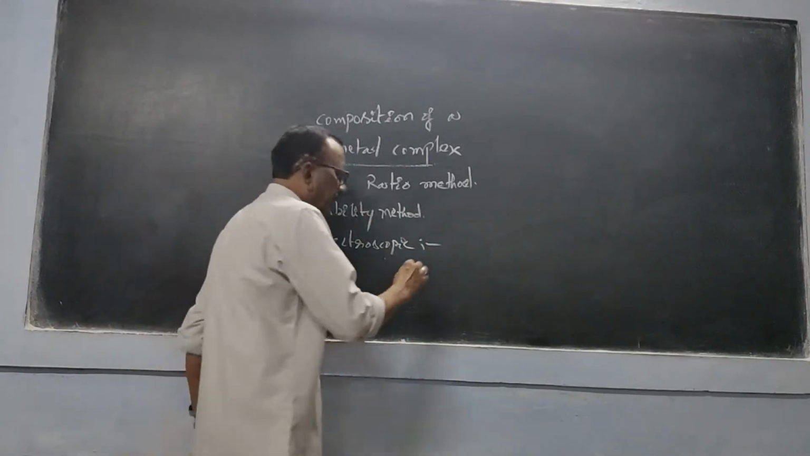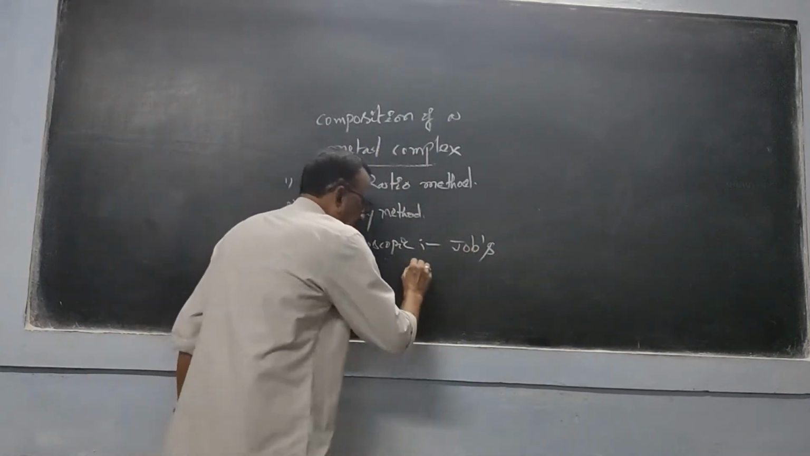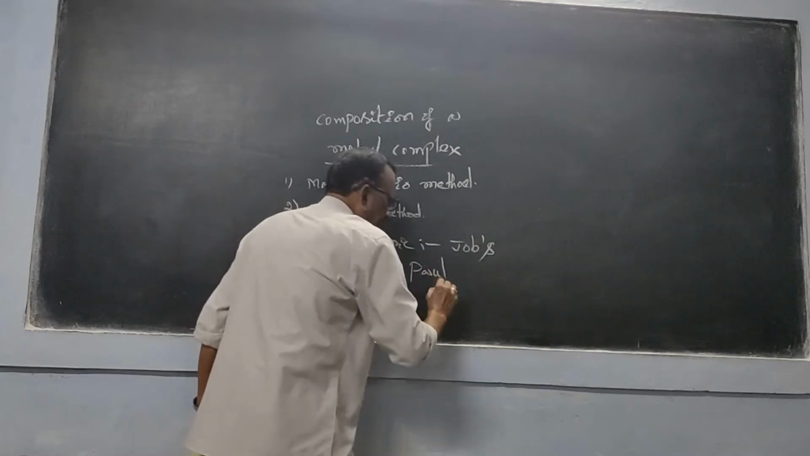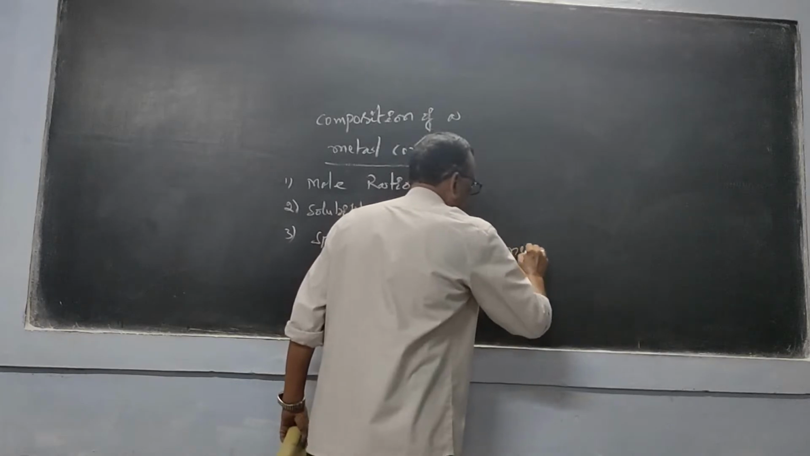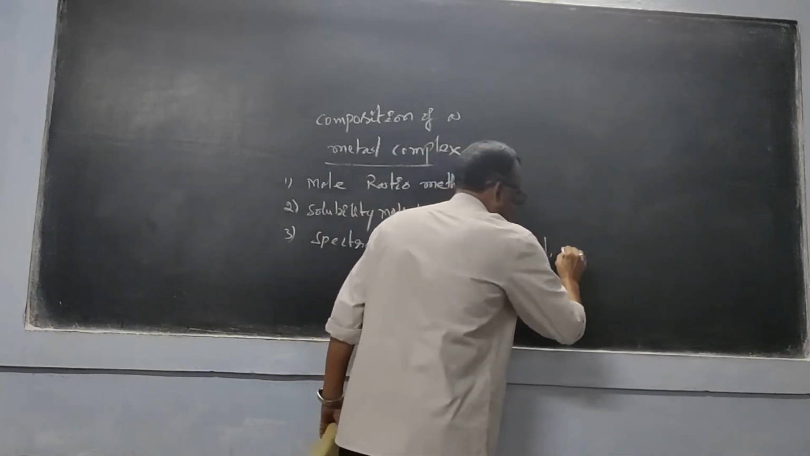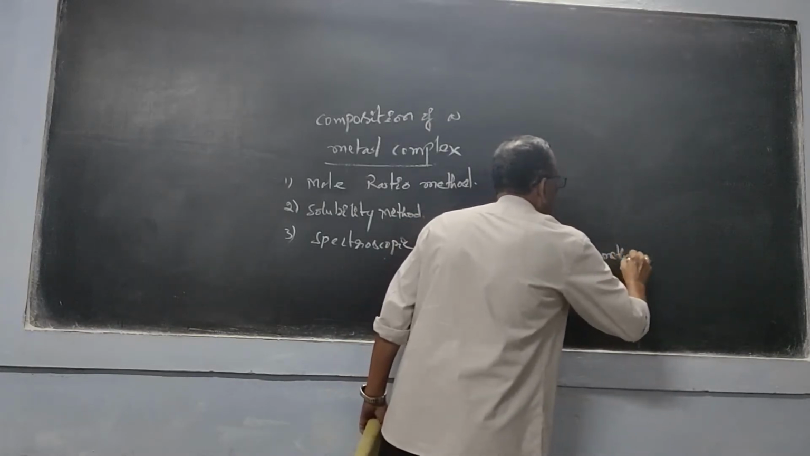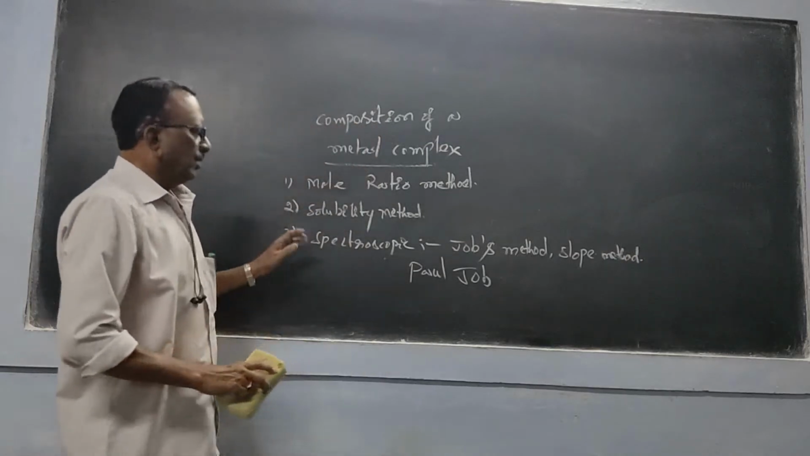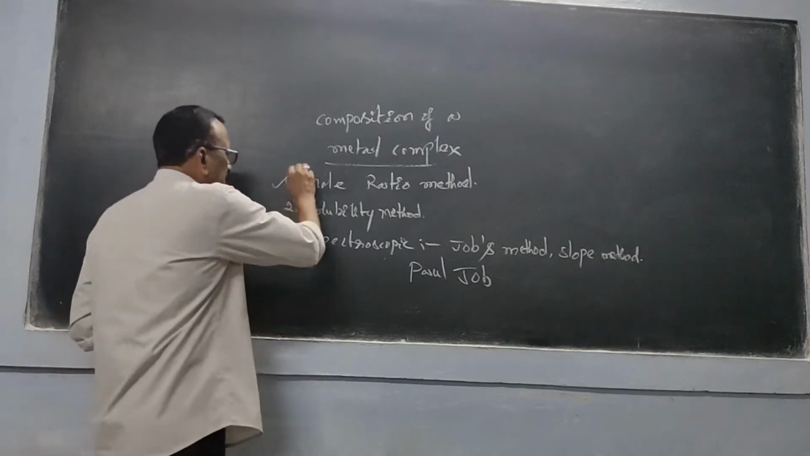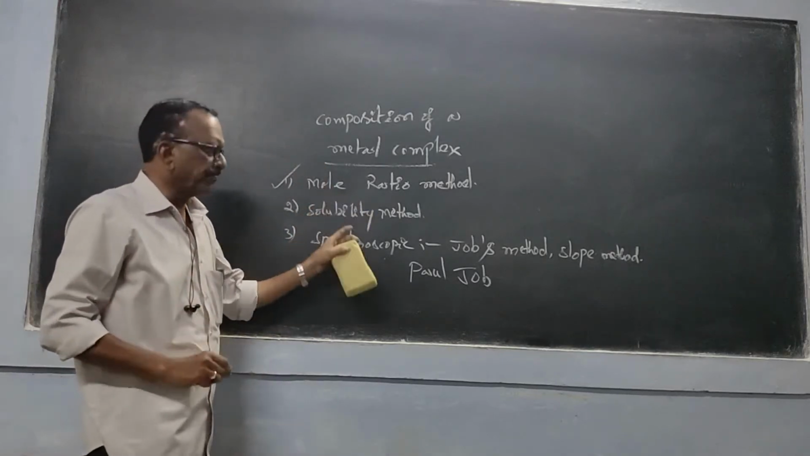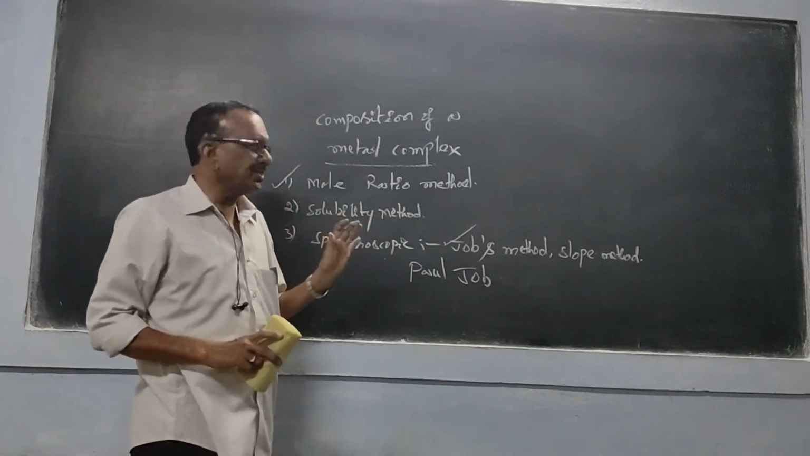In this we have Job's method. His full name is Paul Job. And so this is Job's method. Another one is slope method. So among these different methods we have in our syllabus, mole ratio method is there and we have Job's method. So these are the very important questions.